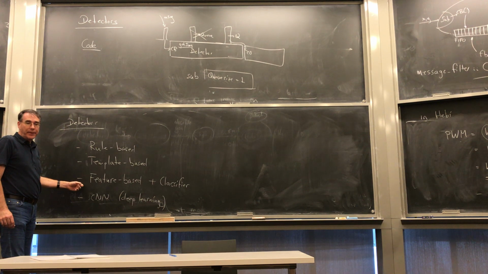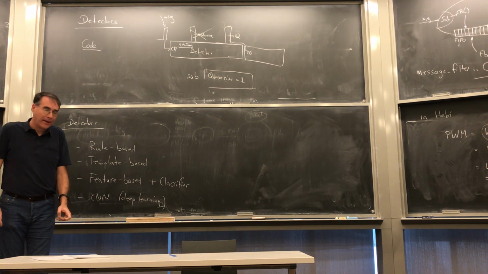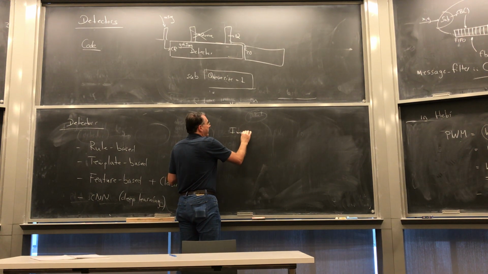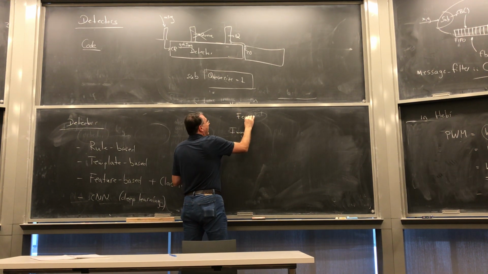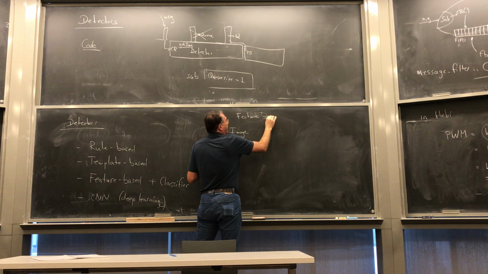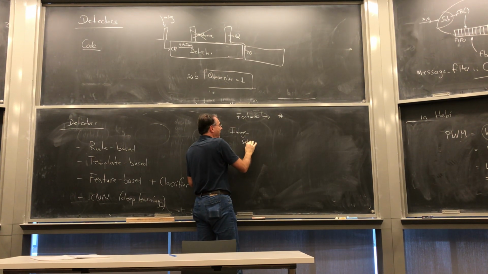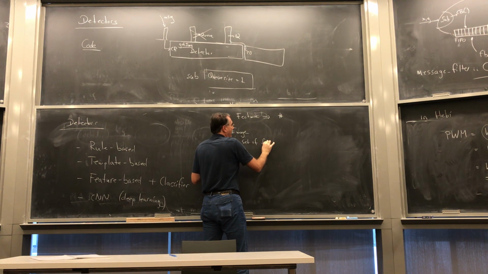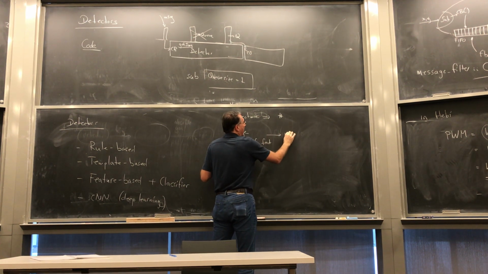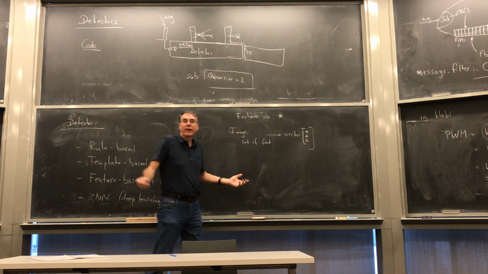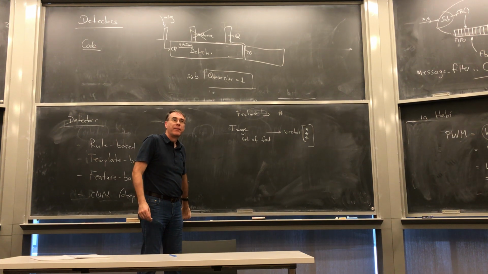So I want to talk a little bit about feature-based, right? The idea being that you take your image, you look for a feature, which means you get a certain number, and you look at the entire image for a set of features, so that the image becomes a vector of numbers. That's what a feature detector is going to give you.